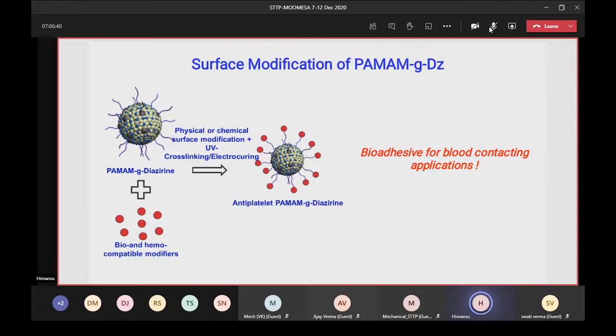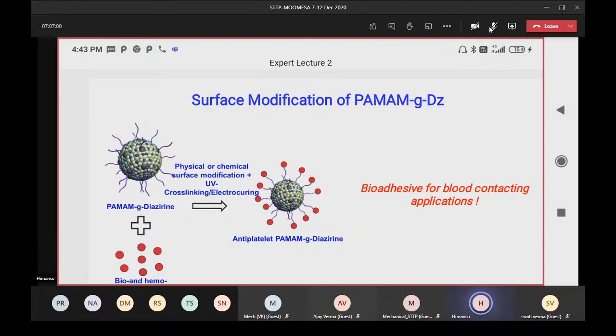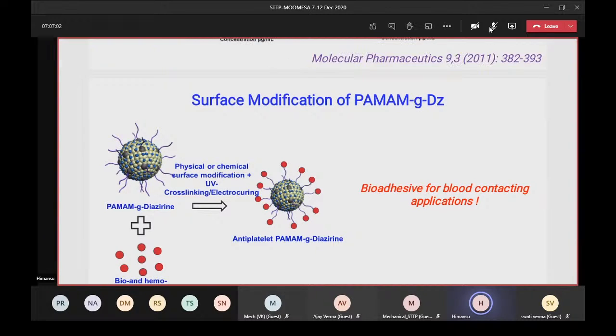So we did some manipulations. The basic purpose is to prepare an anti-platelet PAMAMG diazirine. When we write PAMAMG diazirine here, that means this is the adhesive, diazirine grafted PAMAM. We are modifying it further to tune it as per our demand. So this is our intention here.